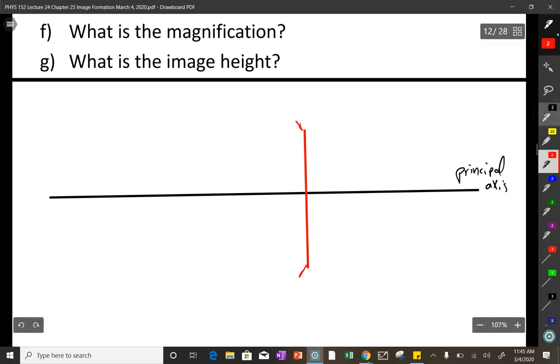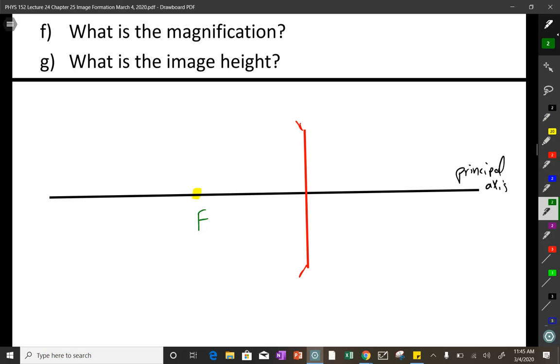Next, I'm going to mark where the focal points are. So here is the focal point. There's only one focal point for a mirror. So there's the focal point. Actually, usually we use a capital F for the focal point, and the distance is lowercase f. It doesn't really matter though.